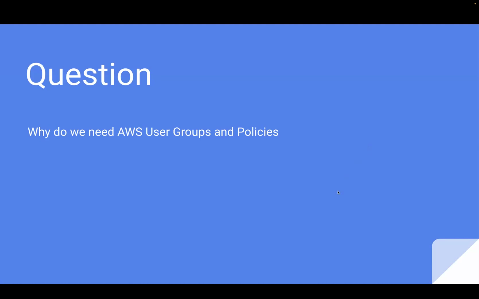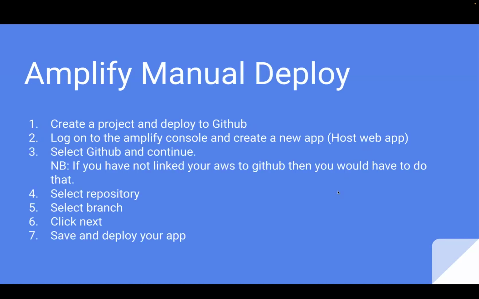Okay. So let's take a look at Amplify manual deploy. So what are we doing here? Let me see. Create a project and deploy to GitHub. Log on to Amplify console and create a new app. Okay, that's quite simple and straightforward.